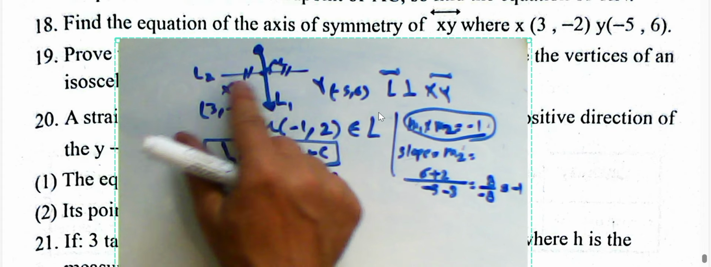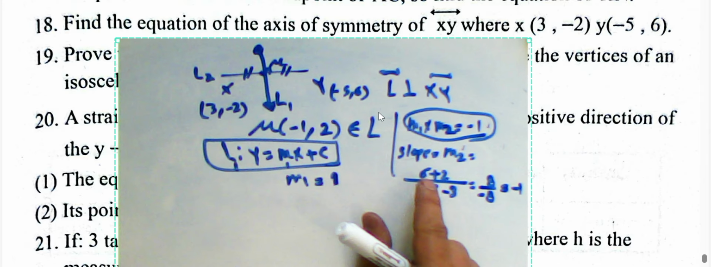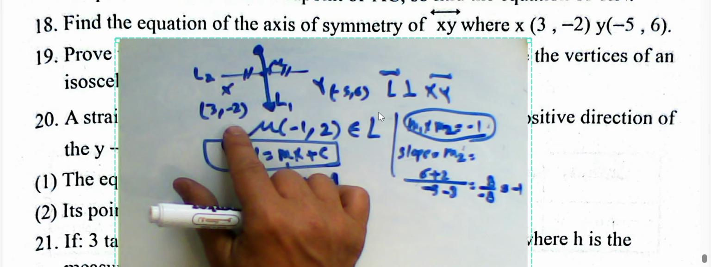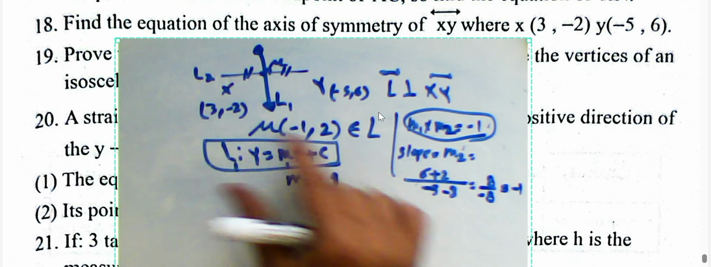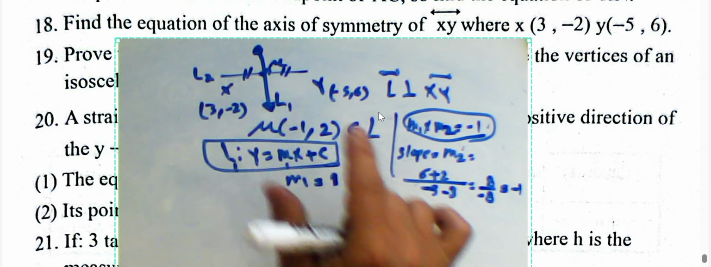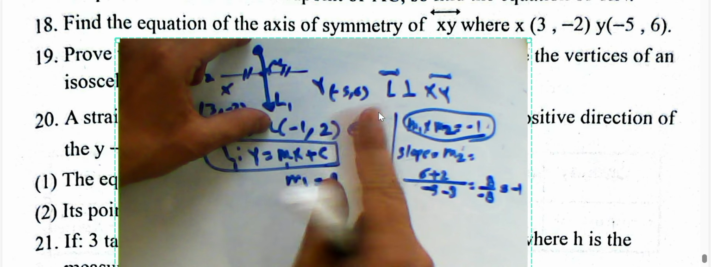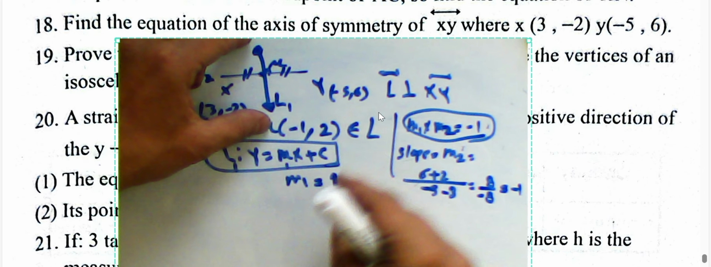I found the slope of this straight line: y2 minus y1 over x2 minus x1. 6 minus negative 2 is 6 plus 2 equals 8, and negative 5 minus 3 is negative 8, so the slope will be negative 1. The slope of this straight line is negative 1, and the slope of L1, the negative reciprocal of negative 1, will be 1.